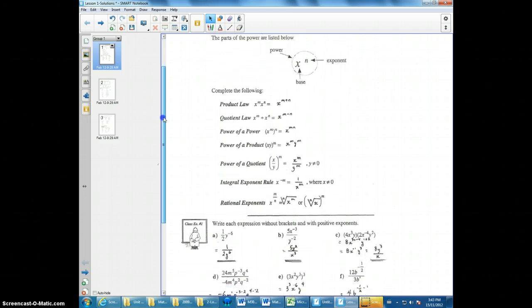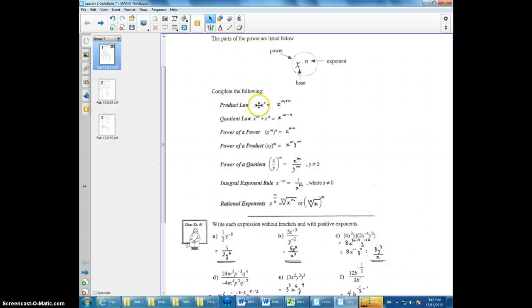You can fill in these notes as you go. The product rule is x to the m times x to the n. The product rule says we take the exponents and add them if you have the same base. The quotient rule is if you take the exponents with the same base and divide them, you subtract the exponents. Power of a power is if you have a power to another exponent, we multiply them together, so it'd be x to the power of m times n.